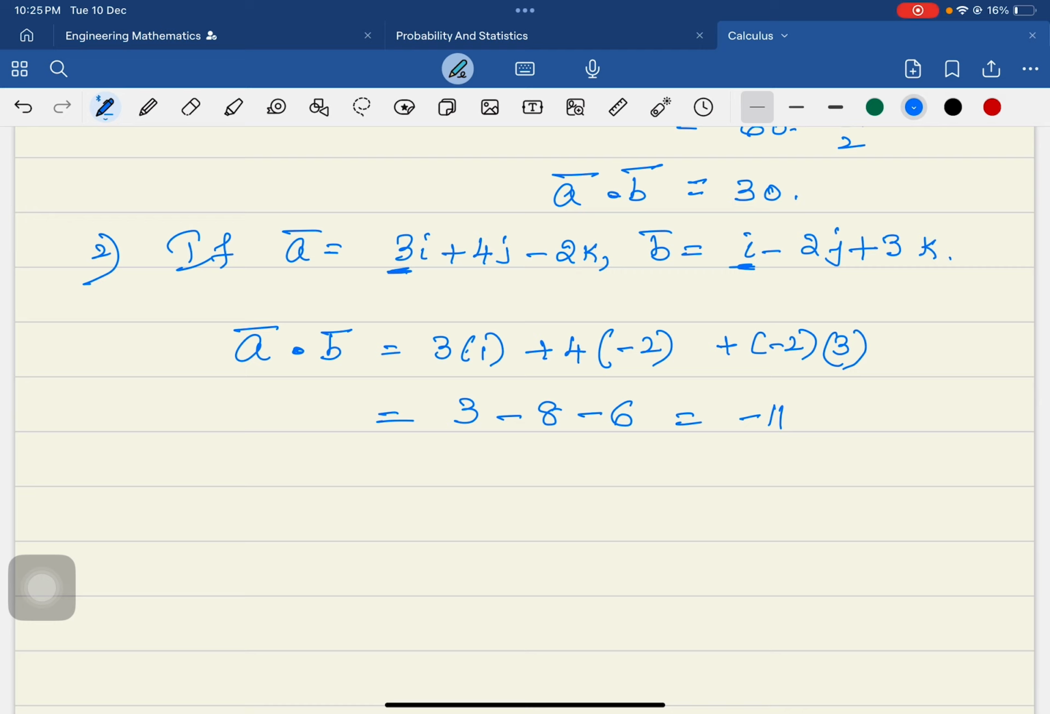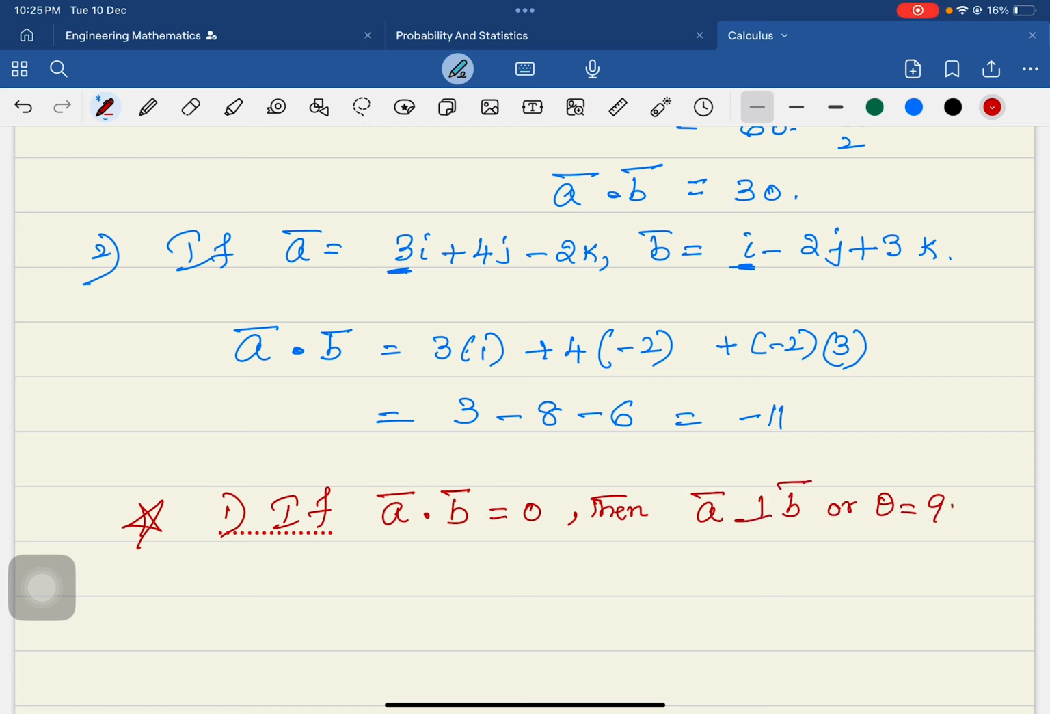Now there are a few important things to be noted. If the dot product A dot B is equal to 0, then A is perpendicular to B, or you can say that the angle theta is equal to 90 degrees. So if A dot B is equal to 0, then A is perpendicular to B, or theta is equal to 90 degrees. This is the important point to be noted here.